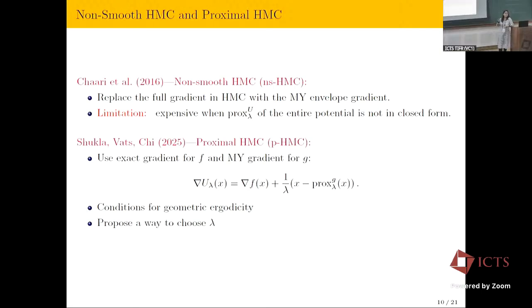And then we were also able to arrive at conditions for geometric ergodicity that are very similar to the conditions I discussed for MALA itself, where we said the tails of the distribution need to diminish, but not too quickly. And then we were also able to propose a way to choose the lambda as well. And I mention these because these are going to feed into our objectives for our project as well.